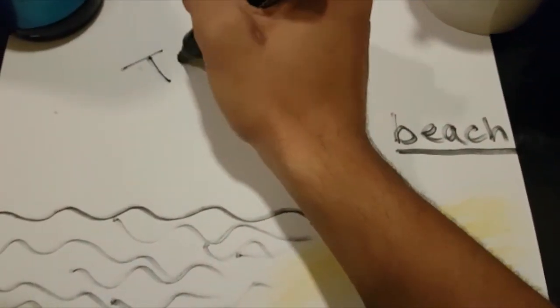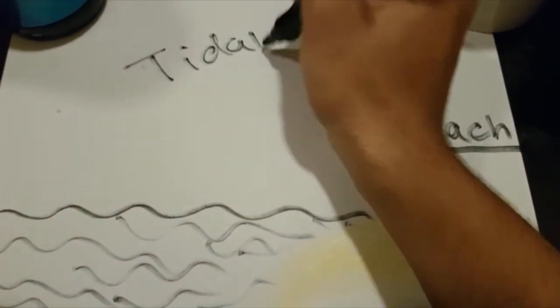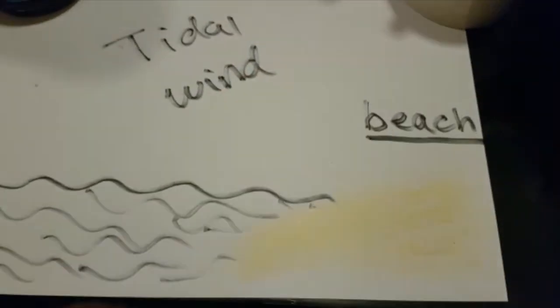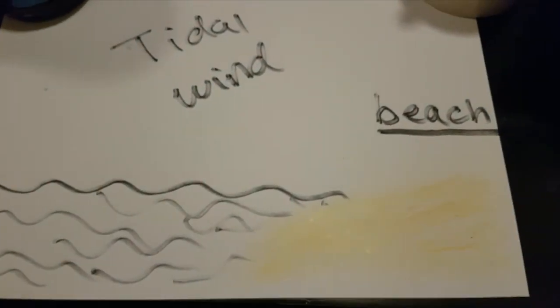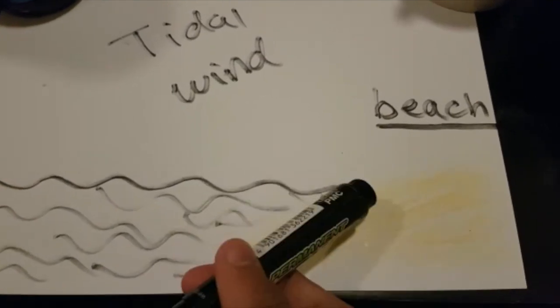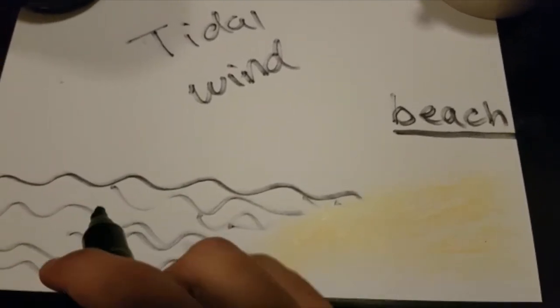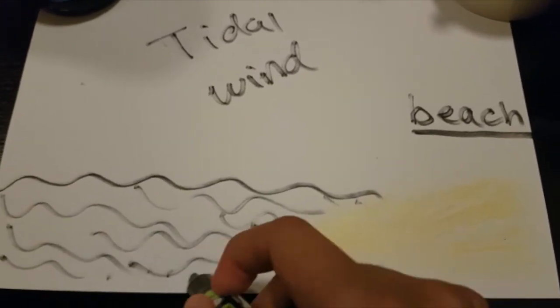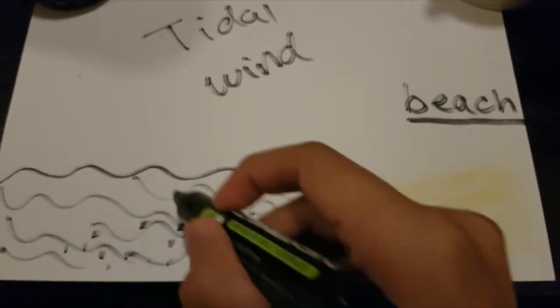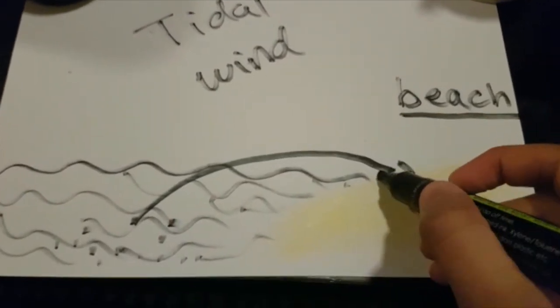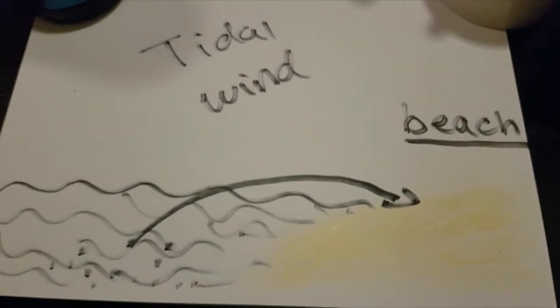Both tidal and wind waves can create both depositional and erosional beaches. So the difference between a depositional and an erosional beach is a depositional beach takes sediment from the ocean, and the waves actually move that up to form different features on the beach.